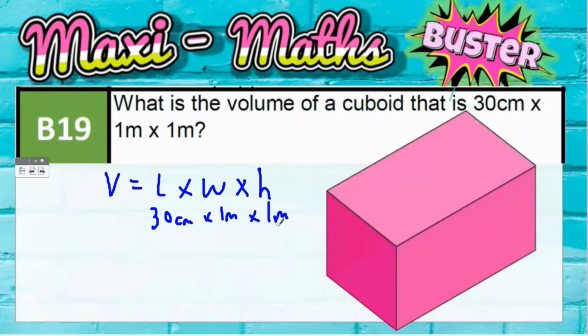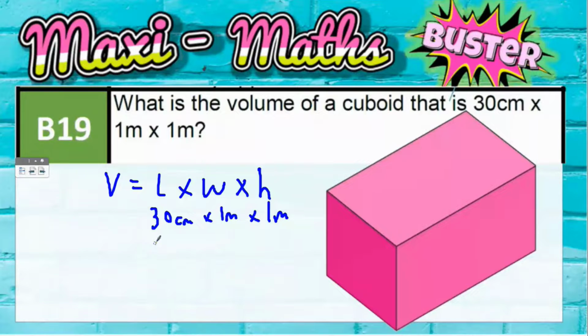What does matter is that the units are all the same. So one of them's in centimeters and the other one is in meters. So there are two options here. You can either turn everything into meters or turn everything into centimeters. That will give you one answer in meters cubed, and that will give you another answer in centimeters cubed that will be equivalent. So we're actually going to do both.